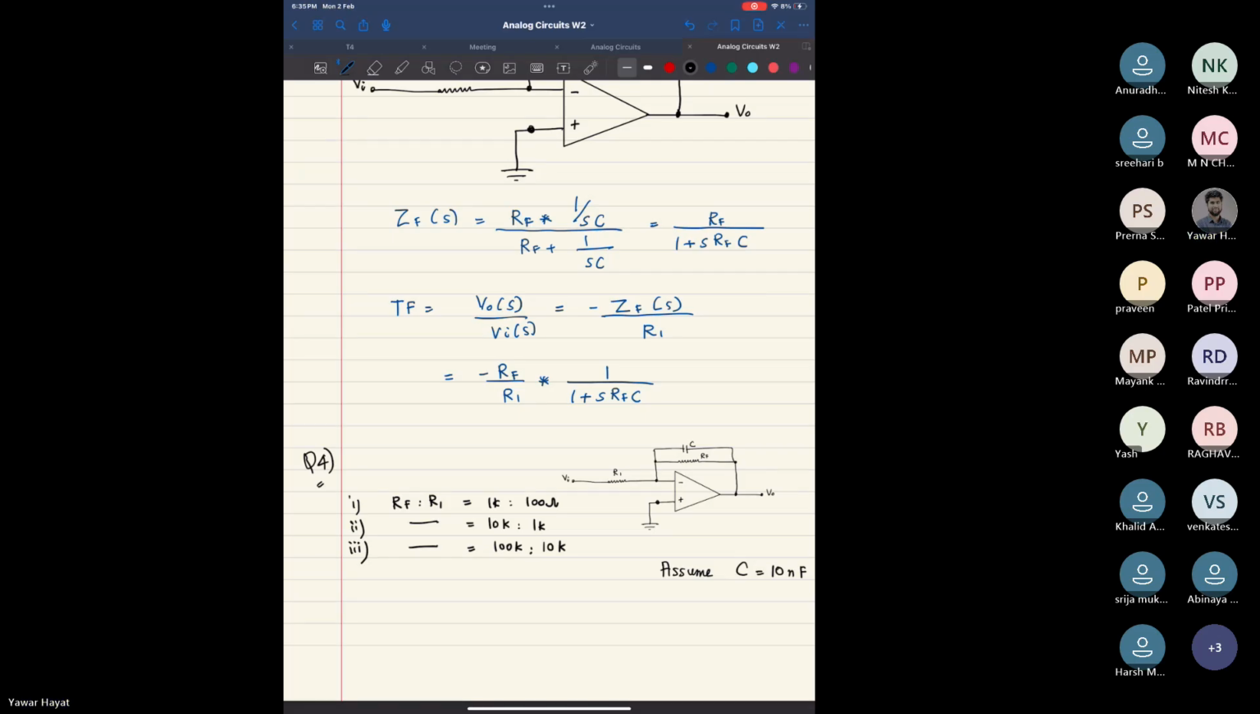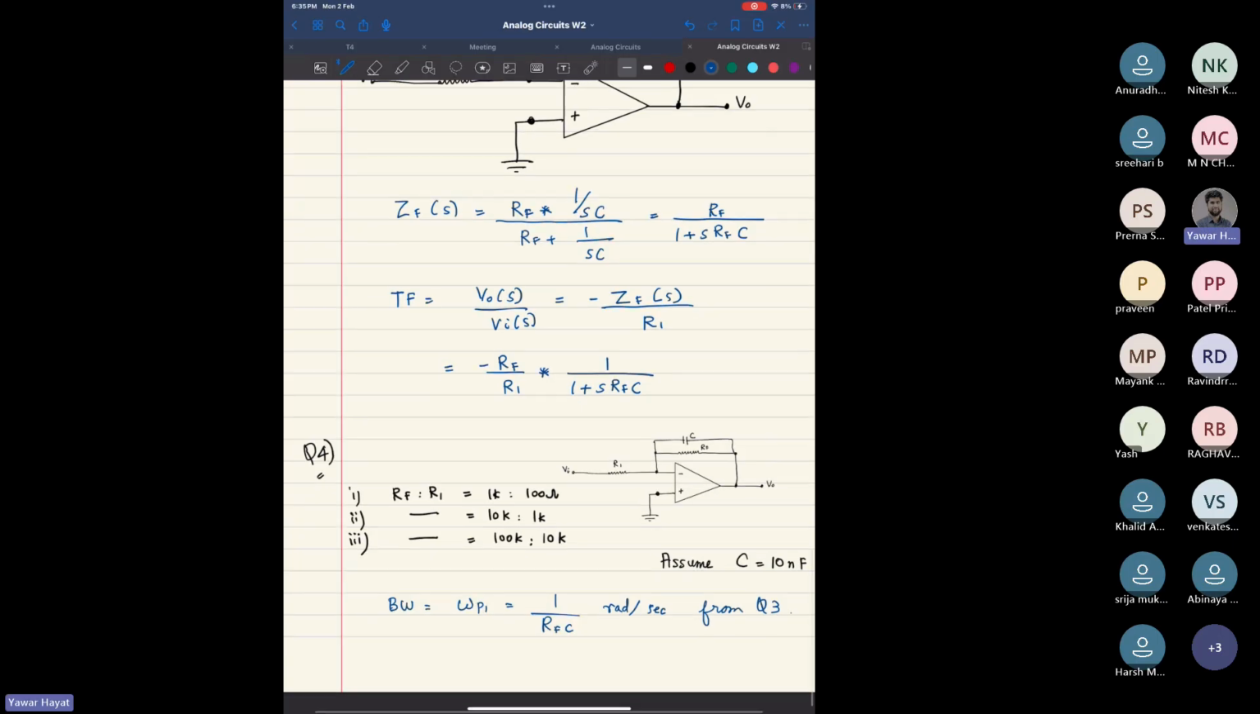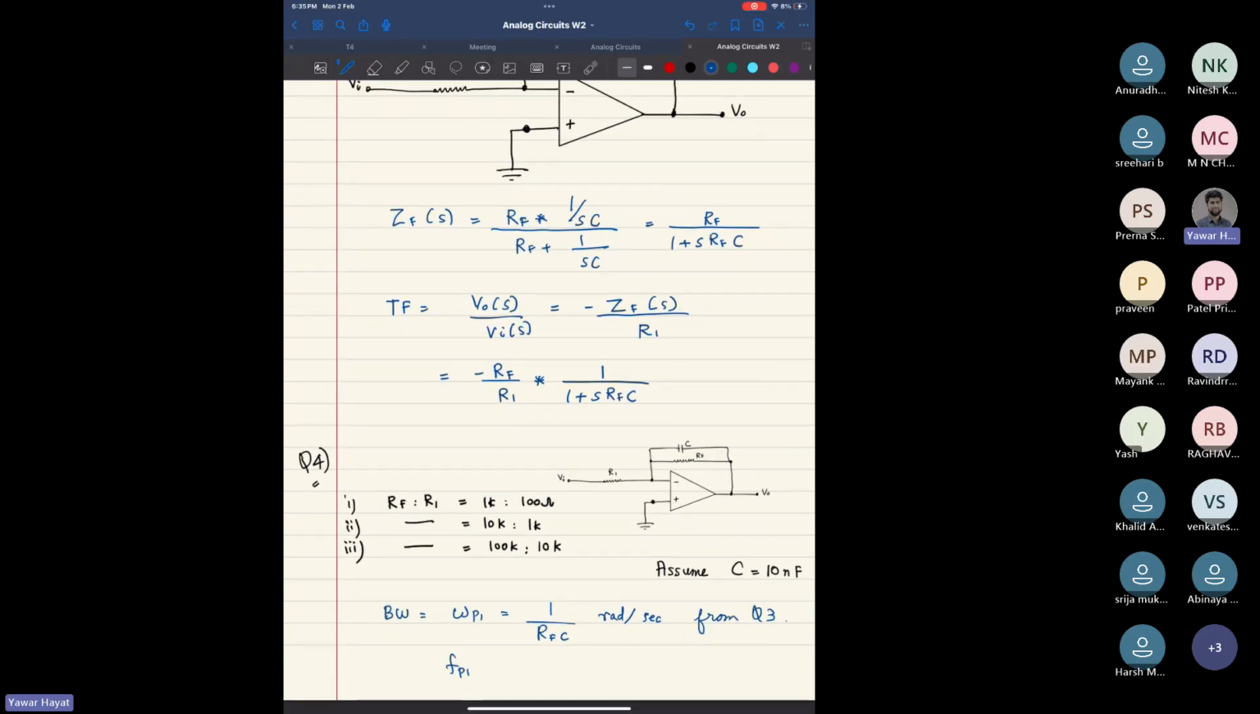Anyone? Now, first your bandwidth, that would be omega P1, or I would say that would be 1 over RF times C. Radians per second, obviously. The unit would be radians per second. FP1 would be 1 over 2 pi RFC hertz.